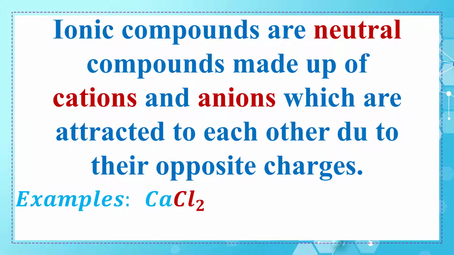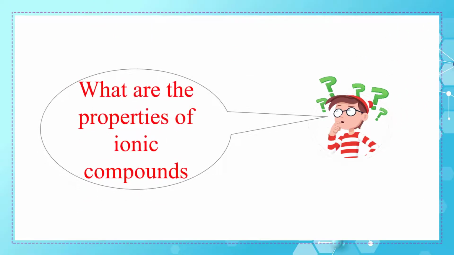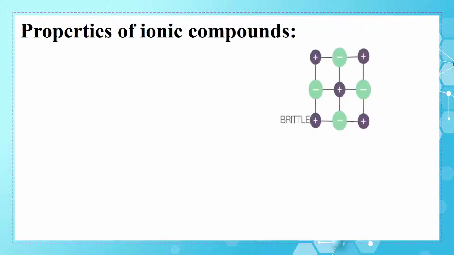As a revision for the definition, ionic compounds are neutral compounds made up of cations and anions which are attracted to each other due to their opposite charges. Examples of ionic compounds: CaCl2, Fe2O3, and (NH4)2S. A question: what are the properties of ionic compounds? Anyone have an idea?